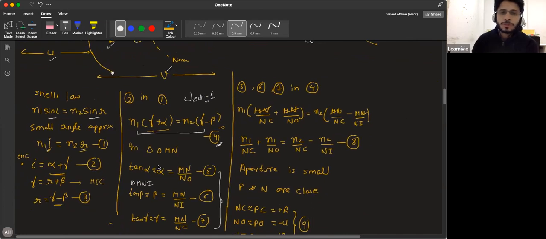Next, what you can do is you can substitute all these values here. Instead of gamma, you can write MN by NC. Alpha, you can write MN by NO. Similarly for beta. So see, this MN will get cancelled out from all sides. Now, note down up to equation number 8. Then I just multiply this N1 with this NC. So N1 by NC, N1 by NO, N2 by NC minus N2 by NO. Note down up to equation number 8.